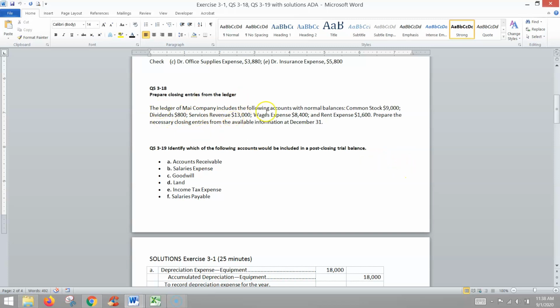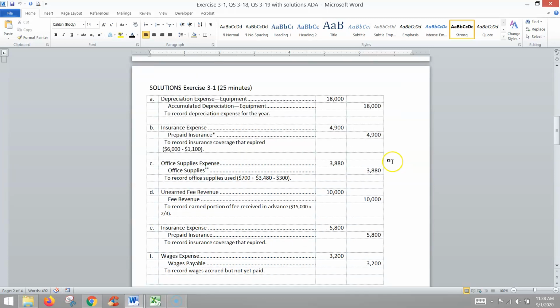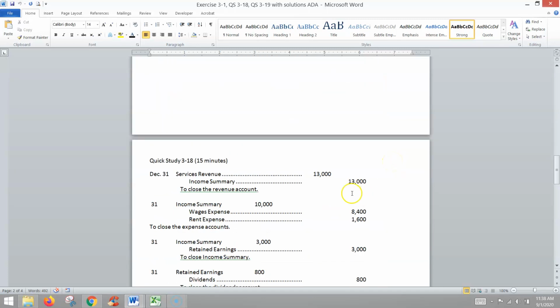So we're going to look at our accounts. We have one revenue account, services revenue, that we need to close. We're going to debit the revenue account. We're going to credit income summary. So since revenue has a normal credit balance, we want to zero it out at the end of the year to get it ready for the new year. So it'll start at 0. So to zero it out, we're going to debit the revenue accounts.